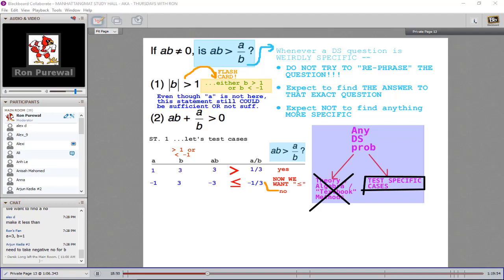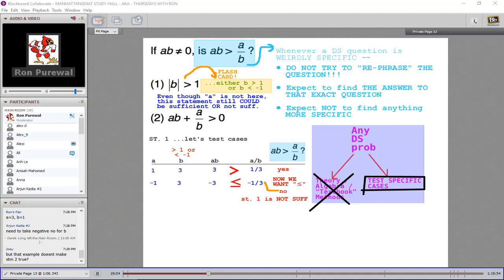Any questions about that? If you have questions, go ahead and type them. We're not doing statement 2 right now. That's not what we're doing. We're doing statement 1. And remember what the goal is.